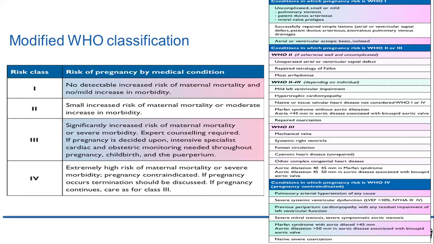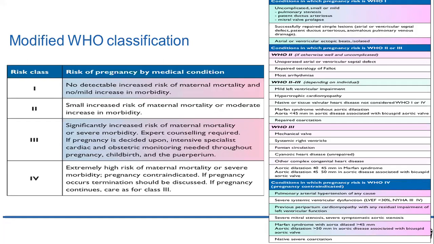But the most accepted and applicable risk stratification tool we have is the modified WHO classification. It classifies patients into class 1, 2, 3, 4. In those with class 4, this is where pregnancy is contraindicated. We need to avoid pregnancy because maternal mortality reaches 25 to 50%.